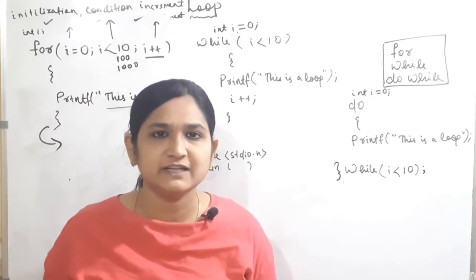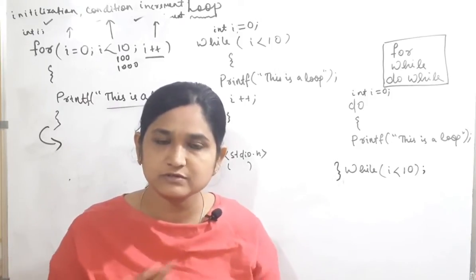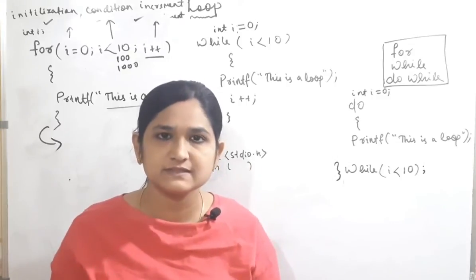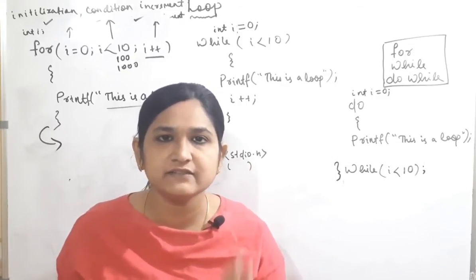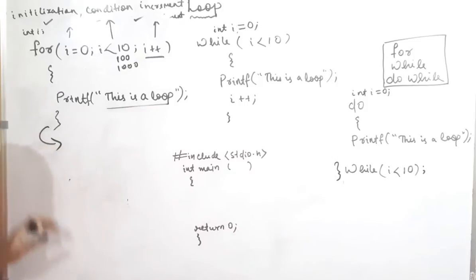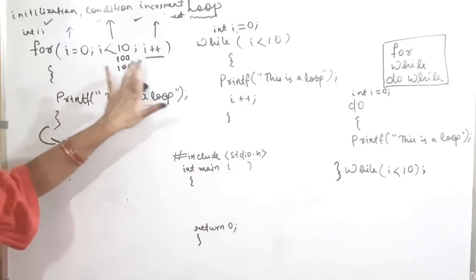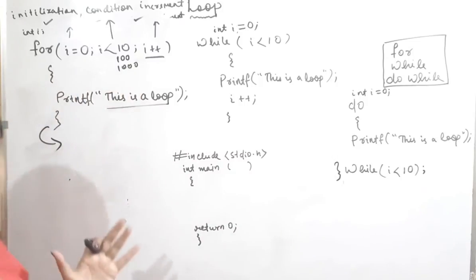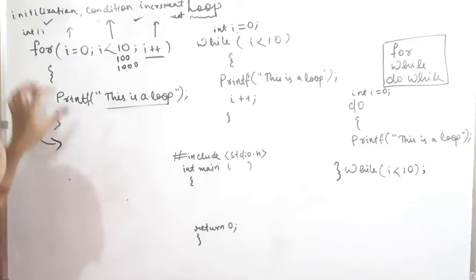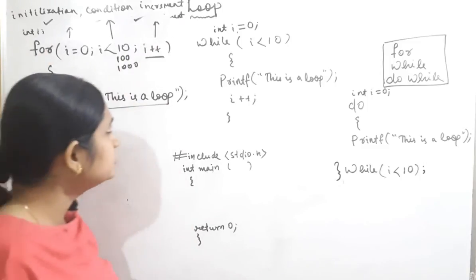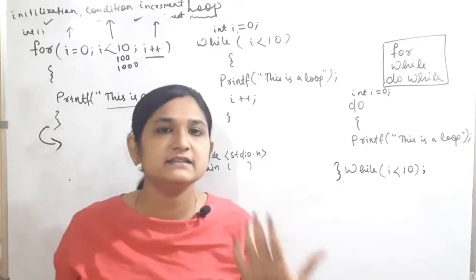Now let's move to the while loop. The while loop concept is also same. The work mechanism is also same. Just there is a difference in writing your code. Okay. In for loop, the three things: initialization, condition, increment. These are the three important things in loop. You are writing in a same line. Okay. But in while loop, the difference is you are not writing the things in a same line.